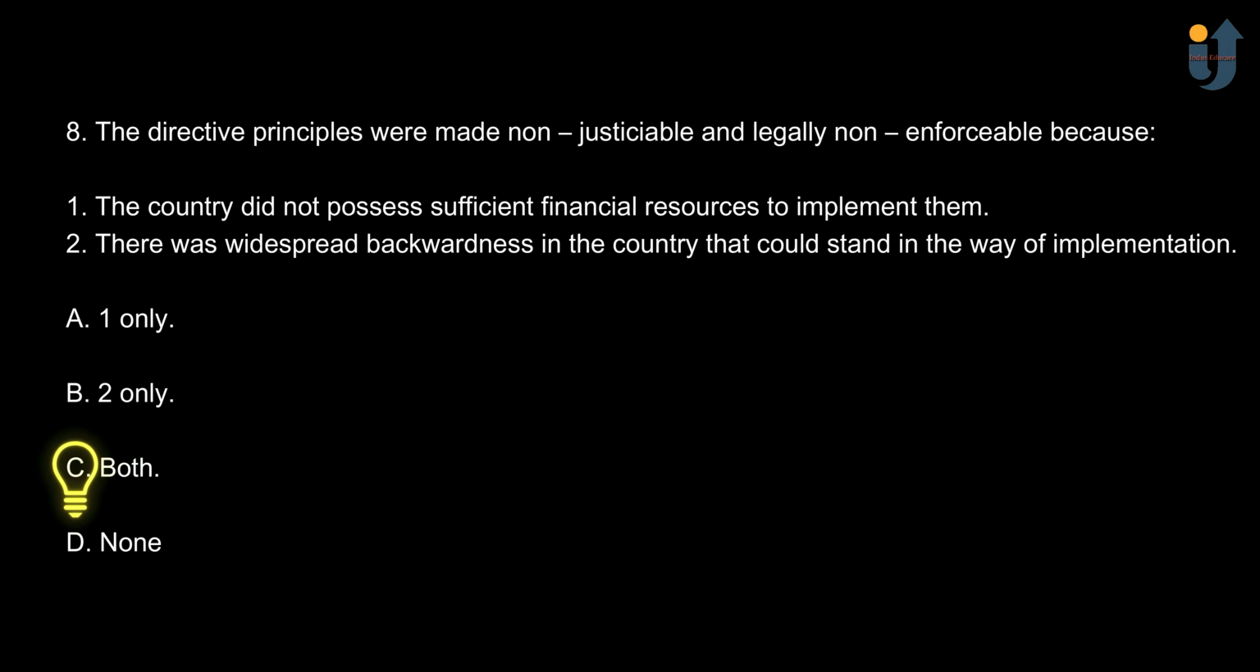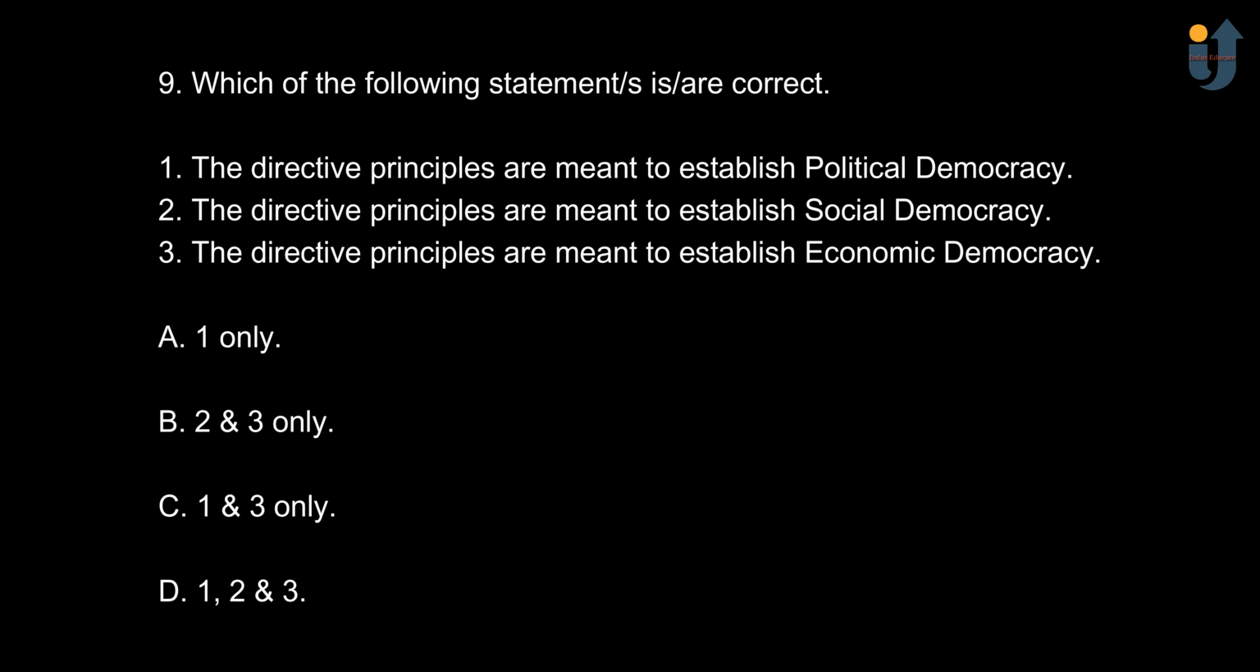Next, which of the following statement or statements is or are correct? First, the directive principles are meant to establish political democracy. Second, the directive principles are meant to establish social democracy. And the third is the directive principles are meant to establish economic democracy. Option A, one only. Option B, two and three only. Option C, one and three only. And option D is one, two, and three. The correct option is option B, two and three only.